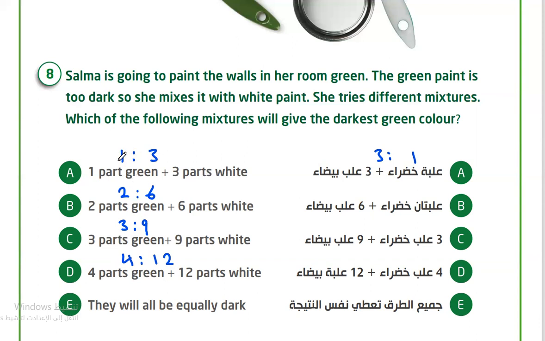When you look at the ratio, is it the same? 1 to 3, and 2 to 6, when you simplify, is 1 to 3. And here also, when you divide by 3, you get the same ratio. And 4 to 12, when you simplify, you get 1 to 3 as well. So all of them have the same ratio. So the answer is that they will all be equally dark. Yes. Is it clear?